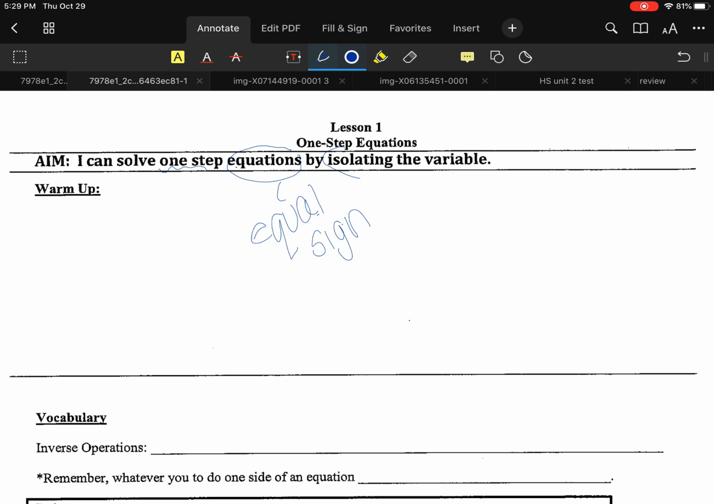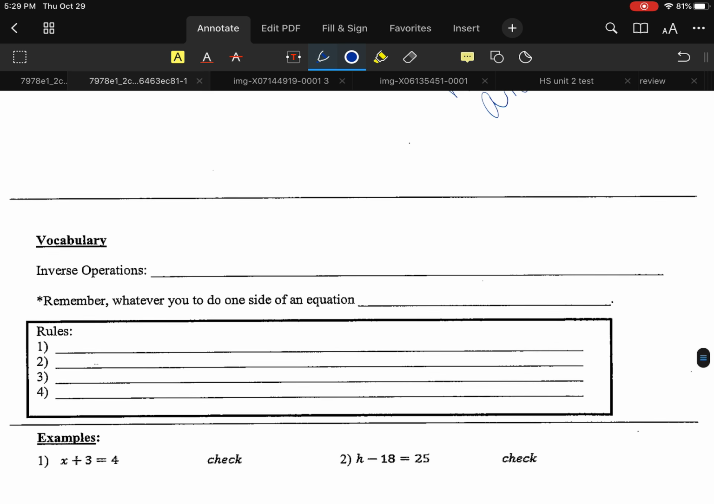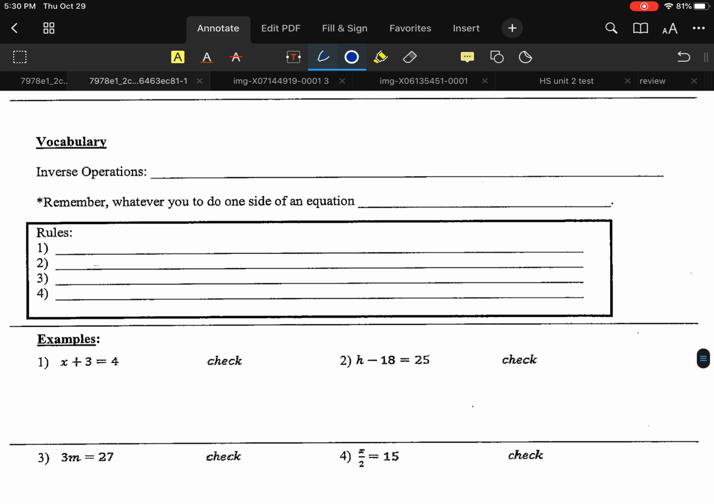And we solve one-step equations by isolating the variable. Isolate means to get alone. So our goal in this unit is to get the variable, or the letter, alone, isolate it, so that we know what x equals or y equals or z equals, whatever the variable they give us. We're going to use inverse operations today to solve for the variable. Inverse, just like in chapter 1, means opposite. So inverse operations mean opposite operation.